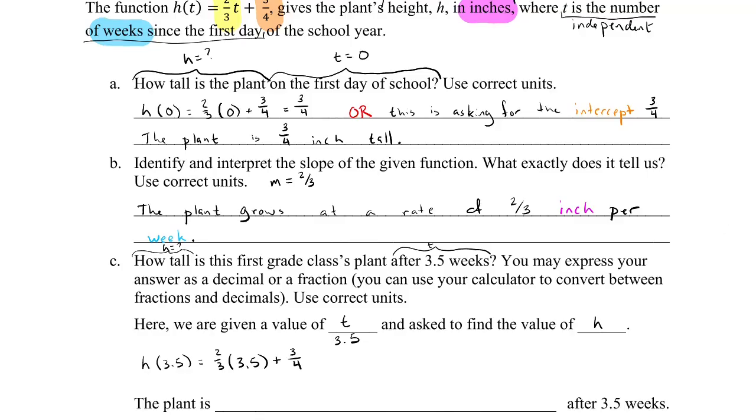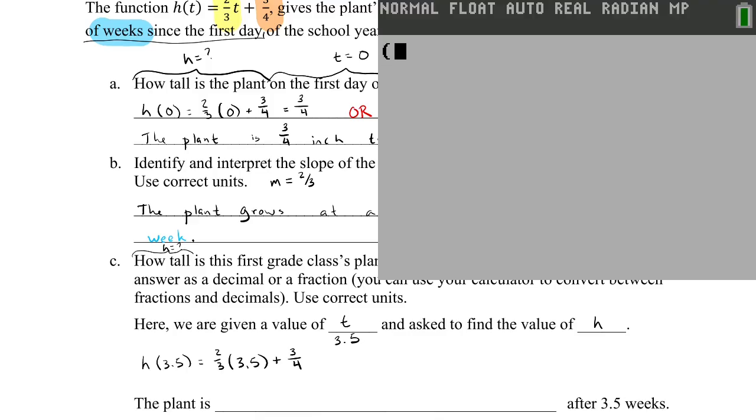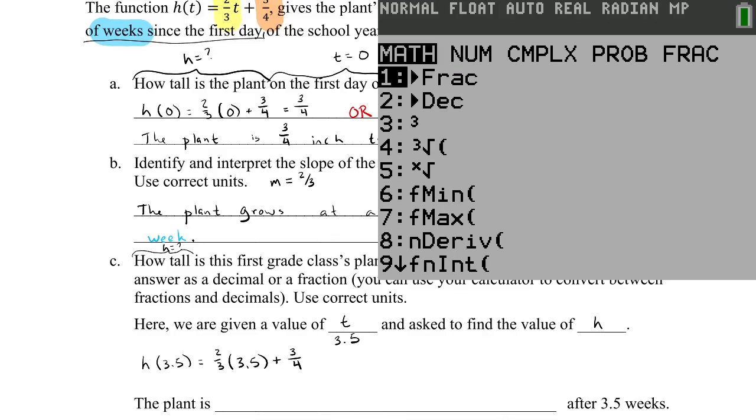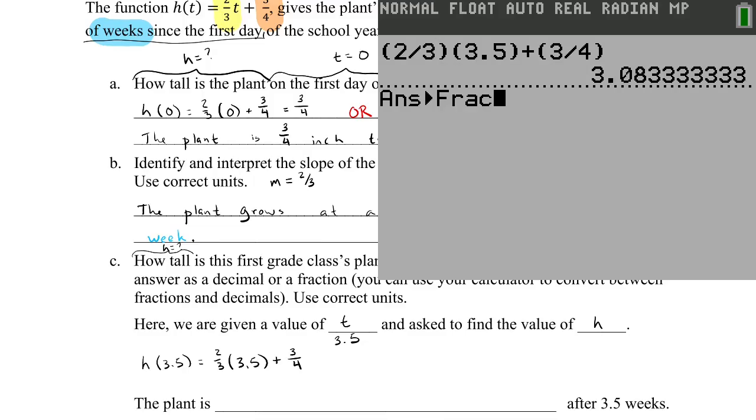Okay, let's use the calculator for this. On the calculator, we'll start by saying 2/3 times 3.5 plus 3/4. And we get this awful decimal. So since this is not a nice decimal, we'd like to give it as a fraction. I press the math key and choose convert to fraction. 37/12. 37/12 of an inch tall.